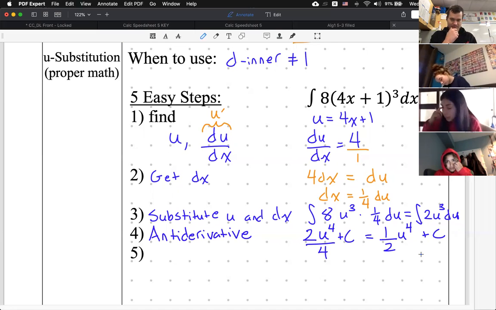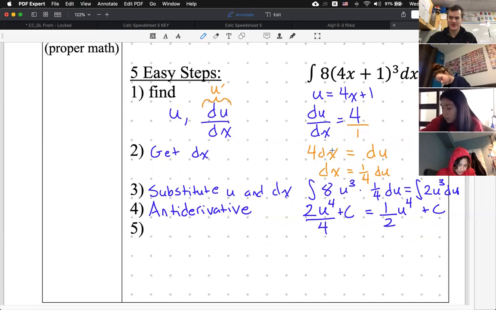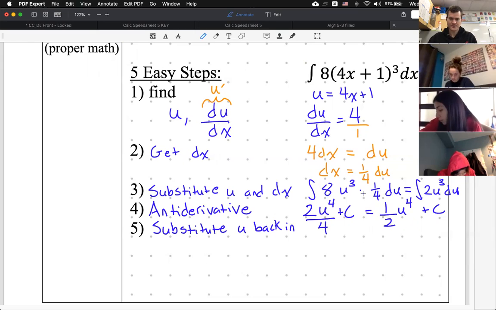Perfect. And then we have a final step, which is why this process is so annoying. You're substituting back and forth, back and forth. Our final step is to substitute u back in. So we know what u was. Up here, that was our very first step. U is 4x plus 1, which means this u right here to the power 4 is 4x plus 1.